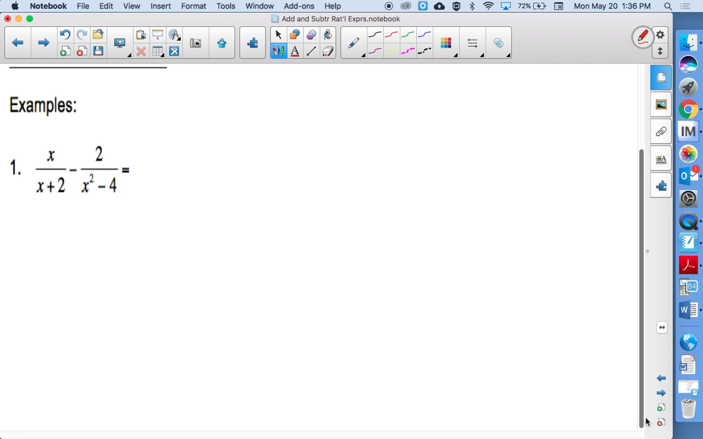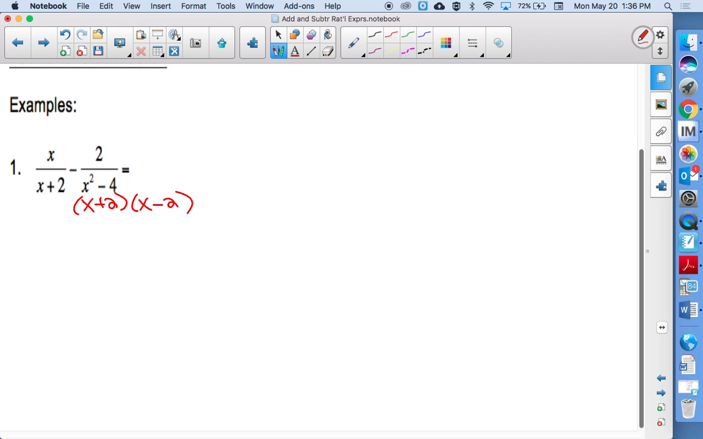Chelsea, what do you need to do to get these fractions combined together? Find the least common denominator. Yeah, find the least common denominator. And what would you do with the least common denominators here? It would be x plus 2 times x minus 2. Right, so if there's a term that needs factored or a quantity that needs factored, make sure you factor it first.